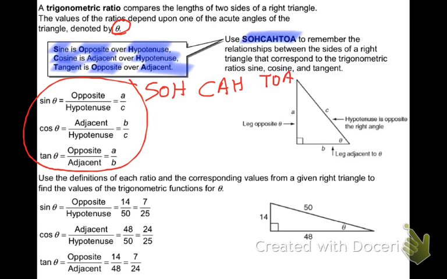Now, sometimes students struggle with, well, I remember it, but I don't know what opposite means. So I have theta down here. If you were to look at a side that is directly opposite of theta, what does opposite mean? Just vocabulary terms. Across from, right? So here's theta. What's the side that is across from theta? A would be my opposite side of theta.